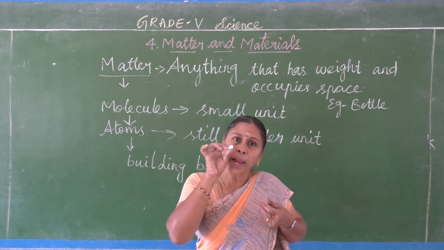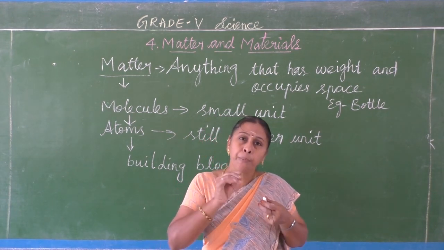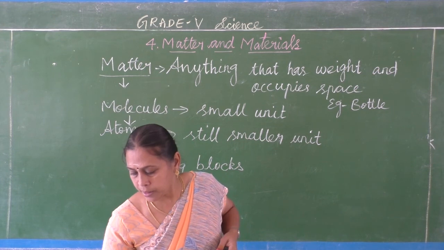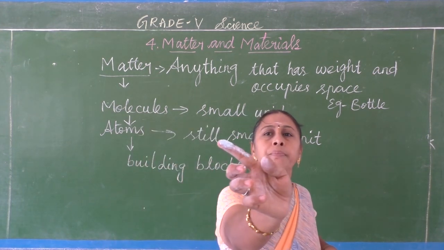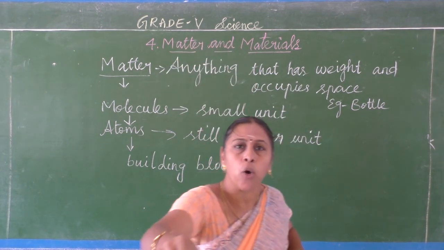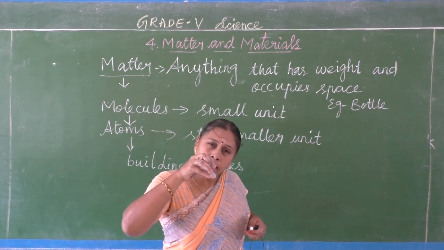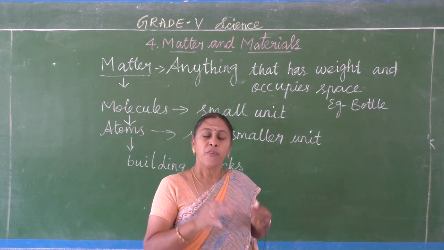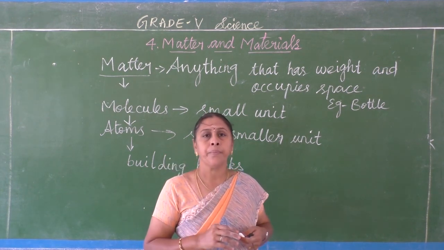Still, if you make it powder, even that powder, for example, see, can you see this blue color? See, this is the chalk piece powder. Can you see? It is falling down. So, even to that smallest particle, if you break down, that is the atom.